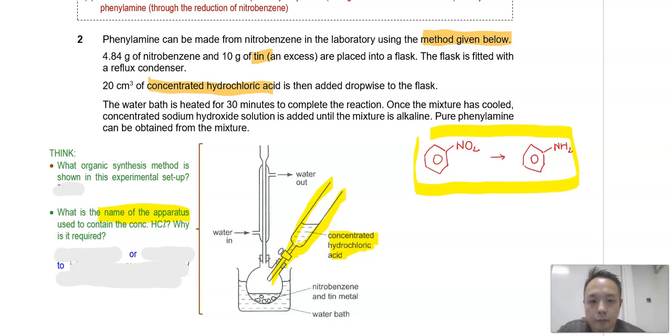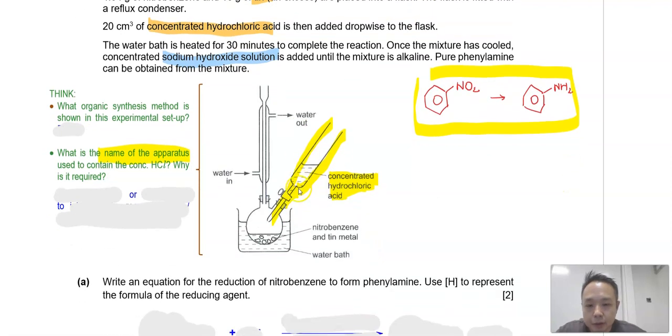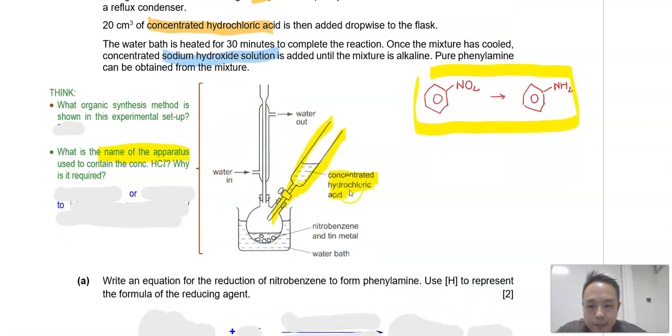Okay, and then once the reaction is done, we then add in sodium hydroxide to neutralize it so that we can get pure phenylamine. Now, importantly, if you take a look at this setup, it involves us putting a condenser on top of a reaction flask.